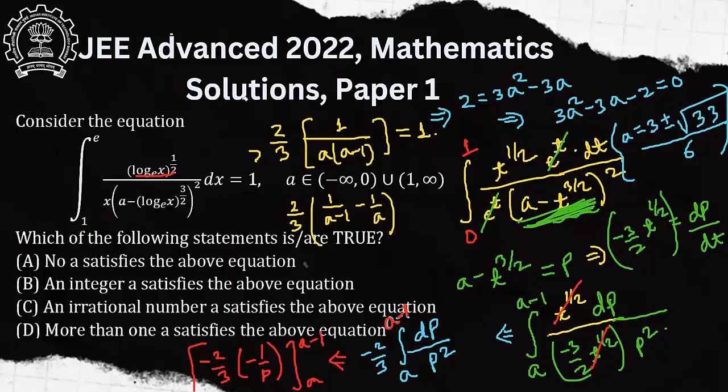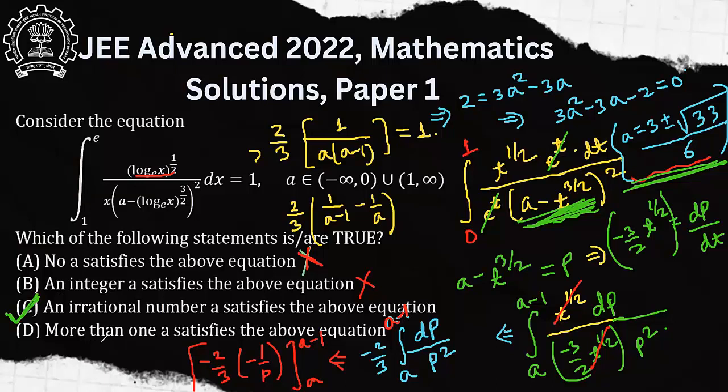Now let's see the options given. The first is: no a satisfies the above equation. That is certainly wrong. An integer a satisfies the above equation. Is it really? No. Root 33 is an irrational number, so certainly this is also not correct. Option C says an irrational number a satisfies the above equation. Yes, that is correct. The a value we have got is an irrational number, so this is certainly correct.